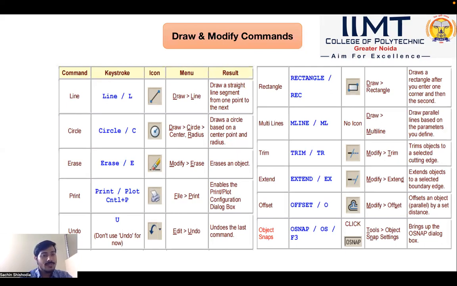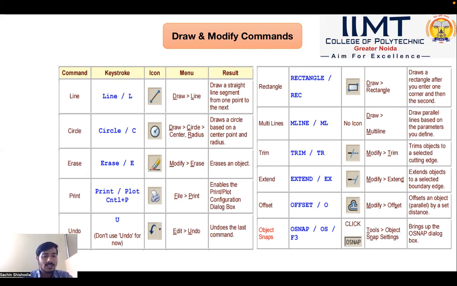First, we have the line command. The shortcut is L. We can see the icon. It draws a straight line segment from one point to the next. The second one is the circle. The shortcut is C. It draws a circle based on the center point as well as the radius. We have options to draw a circle based on the center point and radius, or based on the diameter.